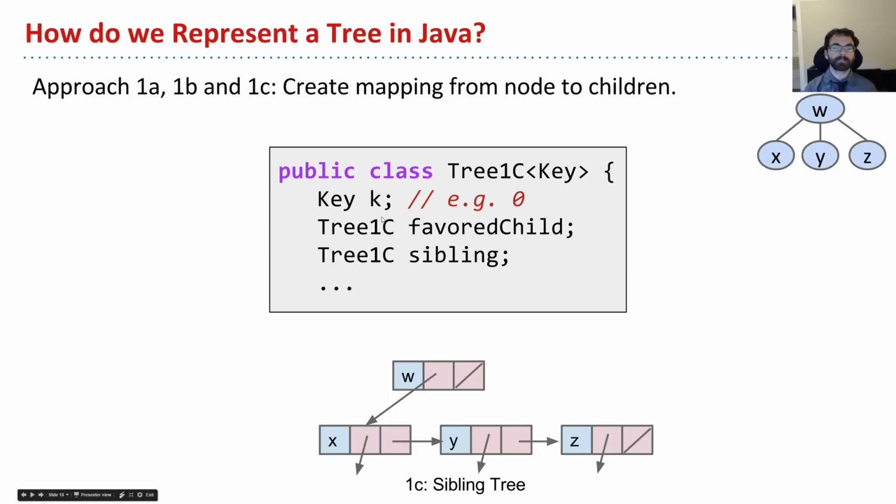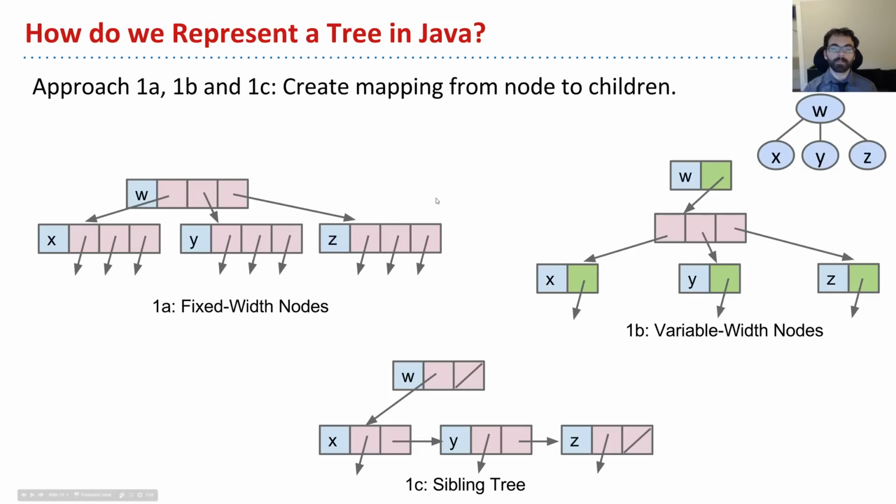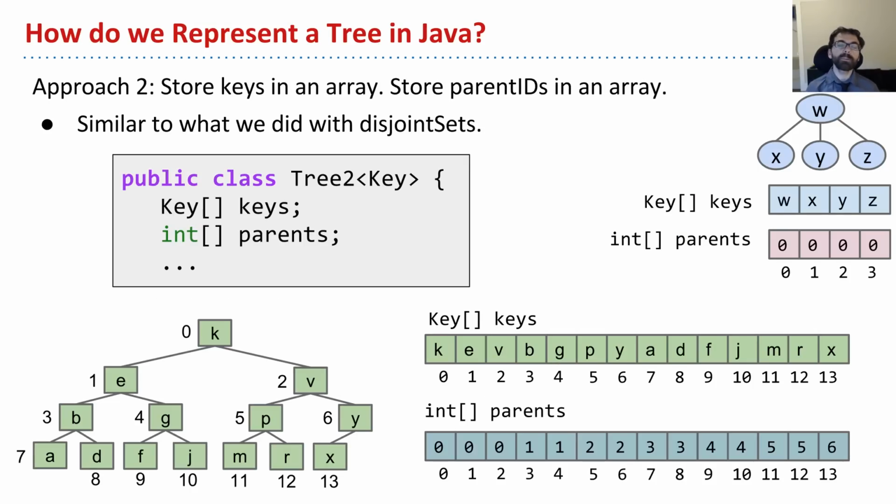So that's what our instance variables look like, and this also works. All 3 of these approaches are pretty natural. They all give us some mapping from our node to our children. We store explicit references to who is below us. Now, there are actually more exotic approaches where we don't store explicit references, and we've already seen one of those when we did the disjoint sets data structure.